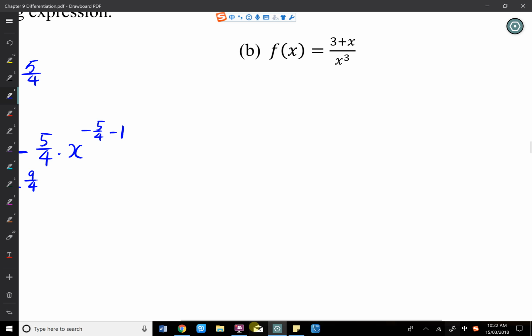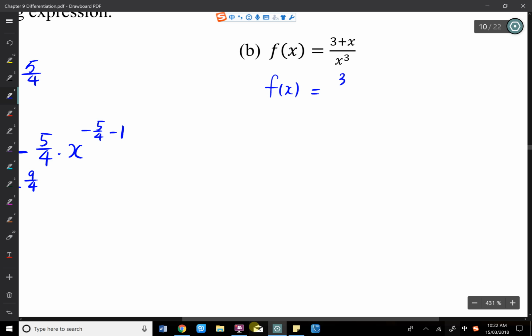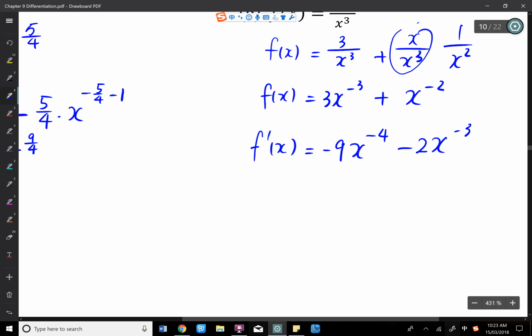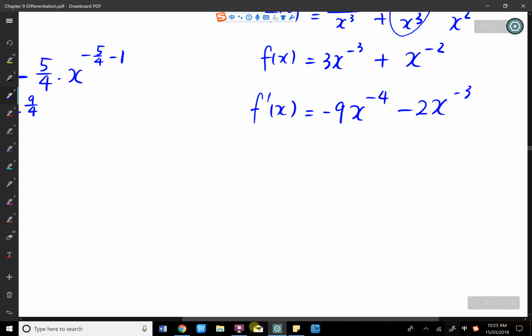Okay, next one. Well, next one, if you separate it, that's 3 over x to the power of 3 plus x over x to the power of 3. So f x equals 3x to the power of negative 3, and that's 1 over x to the power of 2. So that's x to the power of negative 2. So f dash x equals negative 9 x to the power of minus 4 minus 2 x to the power of minus 3. That is minus 9 over x to the power of 4 minus 2 over x to the power of 3.